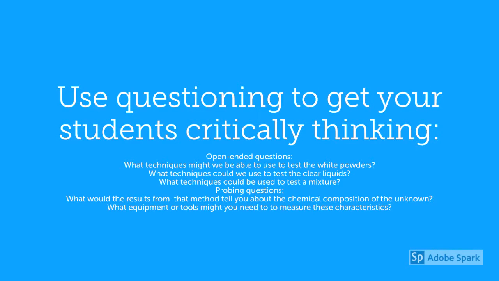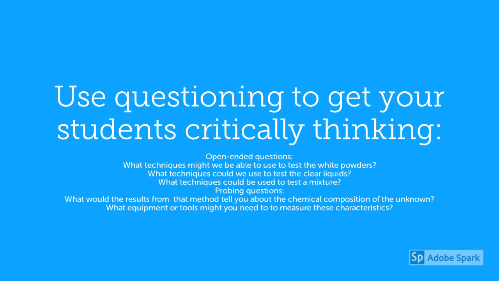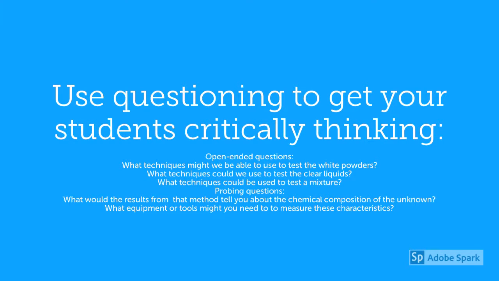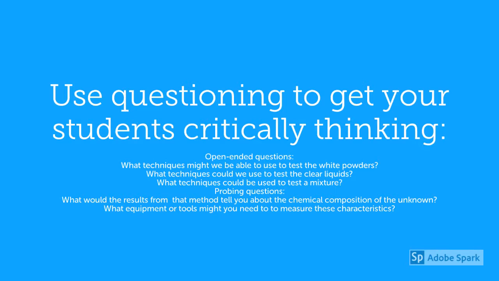Okay, now that we've had some time to think, Nikki, could you tell me some tests that you would use to test the white powders? I would use solubility, density, and pH. Okay, well tell me, how would you test solubility? I would place my powder in the water and see how long it took to dissolve. How would you get it to dissolve? I could use a stir rod to stir it up and cause it to dissolve faster.